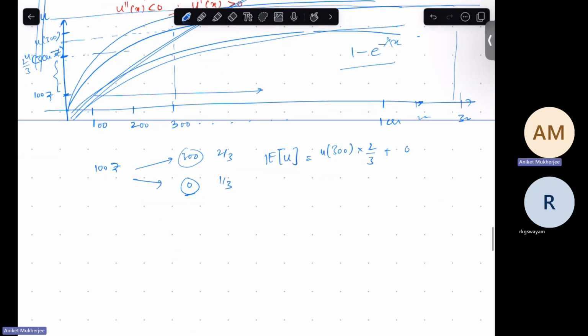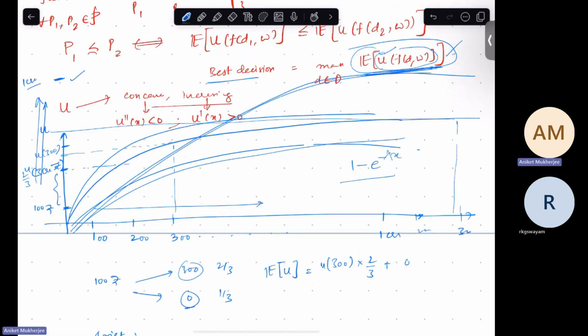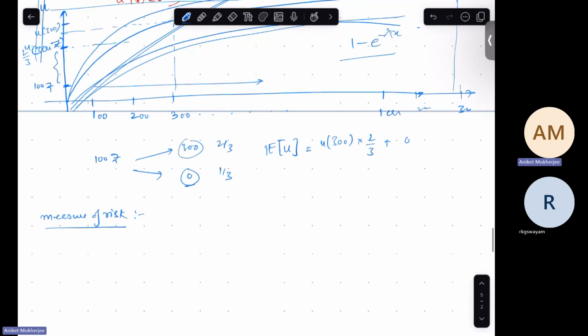Okay, now we'll talk about something known as measure of risk. Intuitively, we have seen how bringing in a utility function gives me a measure of risk, but what this measure of risk is mathematically we have not yet seen. So I'll write it down.